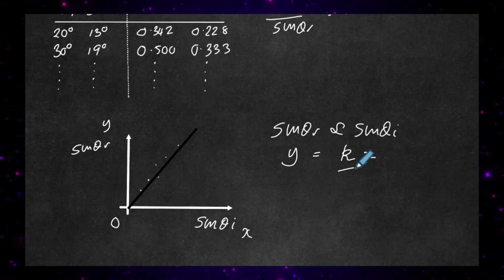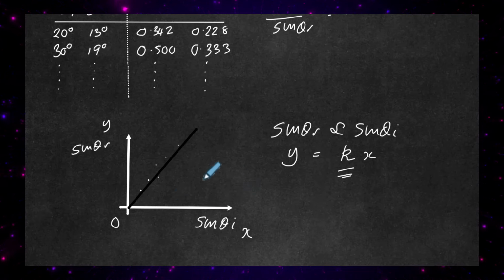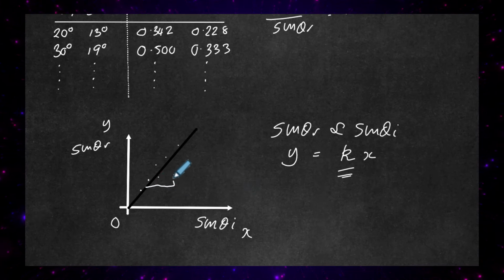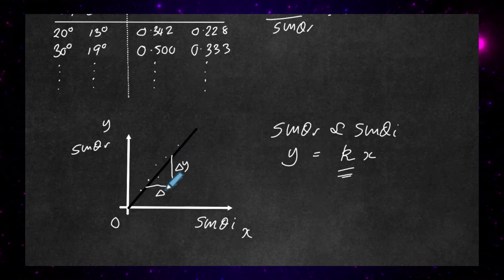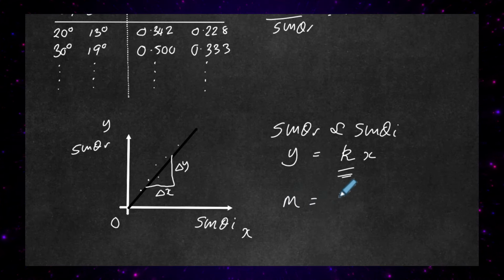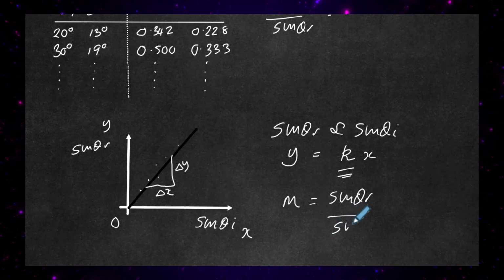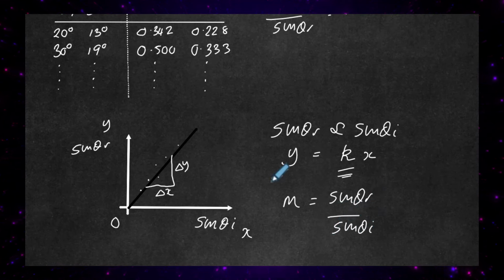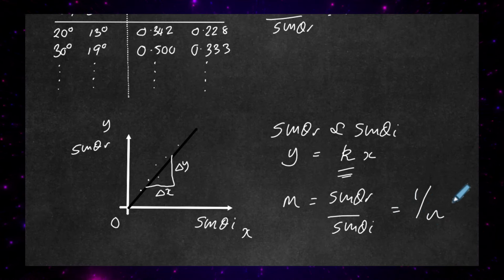So really the constant would be the gradient of this graph here, but that wouldn't be the refractive index, because you worked out the gradient of that graph. Remember, this is the delta y, the gradient, that's delta x. So your gradient m is going to be sine theta refraction divided by sine theta incident, if you work that out. And that's not going to give you the refractive index, it's going to give you 1 over the refractive index.